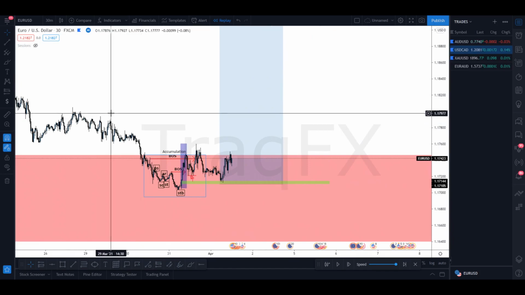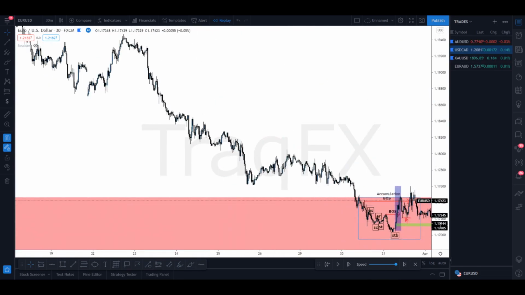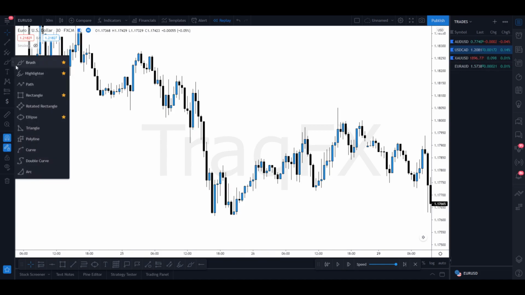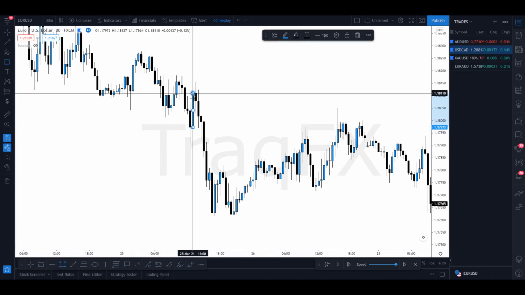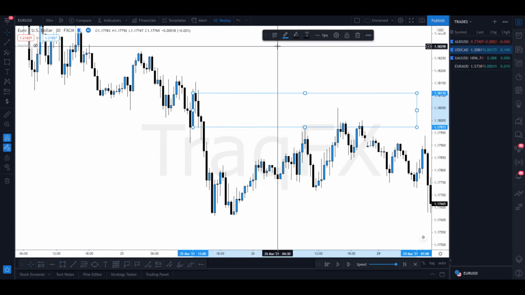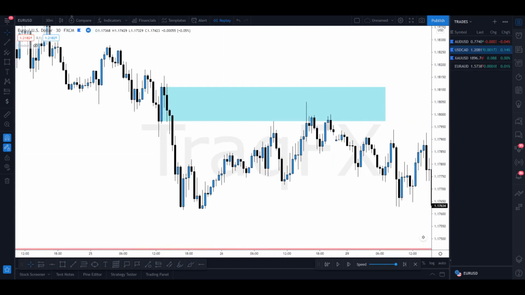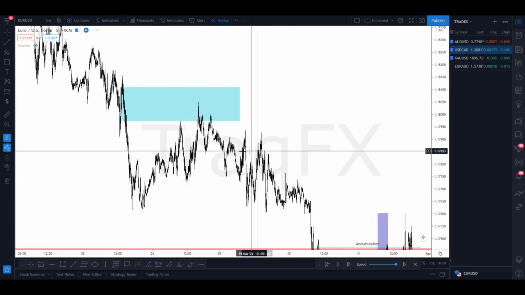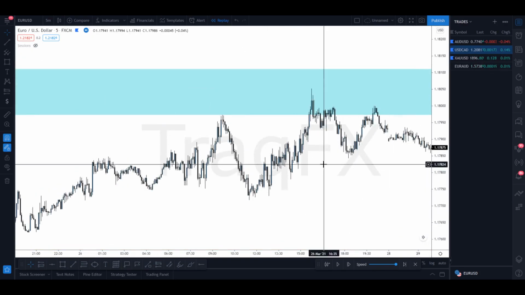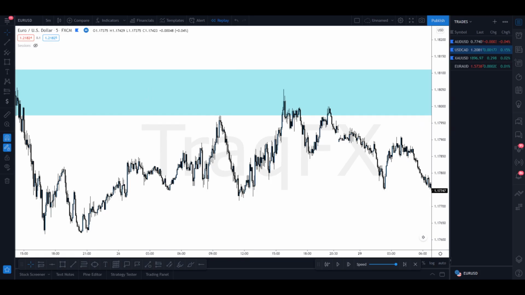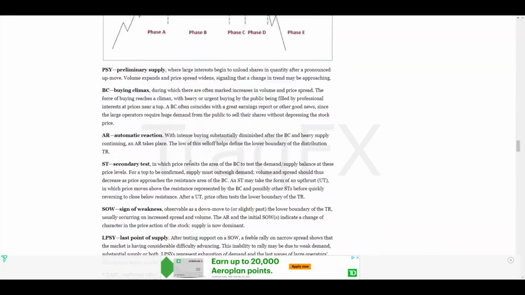Another way of using it is by mapping out your point of interest. For example, right over here, if you were looking to sell, you have your POI. At this point, all you would want to do is wait for price action to come into your zone of interest and then look for Wyckoff. Or what you'll see a lot of the time happen is before it comes into your POI, you'll see Wyckoff play out. So let's look at a distribution schematic over here.